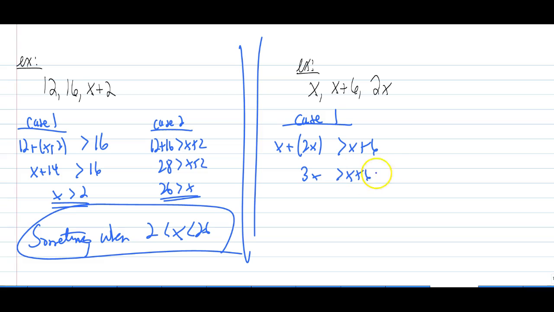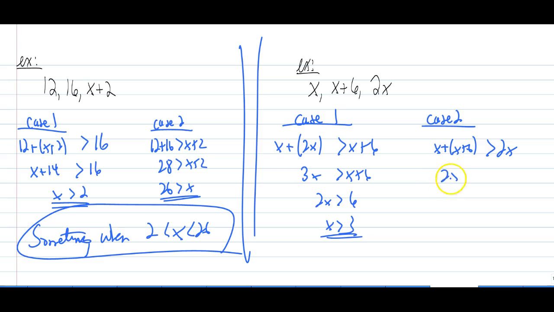3x greater than x plus 6. Subtract x from both sides. Divide by 2. We get x greater than 3. Case number 2. Well, what if 2x is the largest? So we're going to add these two sides together and ask, when is that greater than 2x? 2x plus 6 greater than 2x. Subtract 2x from both sides, and we get 6 greater than 0. So what that means to us is, if 2x is the largest side, it's always going to make a triangle.